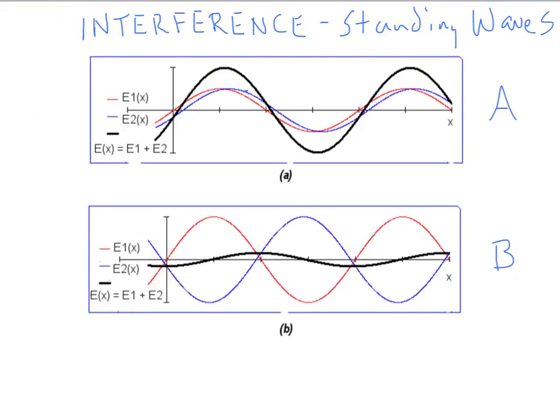So here's a slide to give us a little bit of instruction on standing waves and how standing waves are formed by 2 waves that are interfering with each other. And what you can see in the top image, which is labeled A, is you can see 2 waves, which is a red wave and a blue wave, E1 and E2. And we can imagine that they're moving in opposite directions.